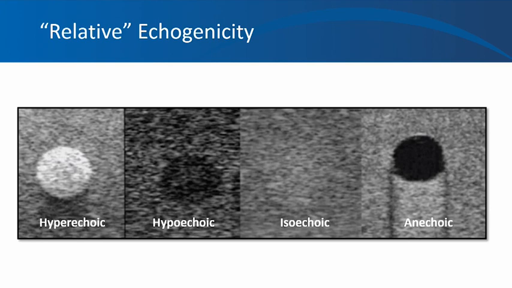While describing the appearance of a structure on ultrasound image, it's important to note that the brightness of that structure is being described in relation to that of surrounding structures, and it is termed relative echogenicity.